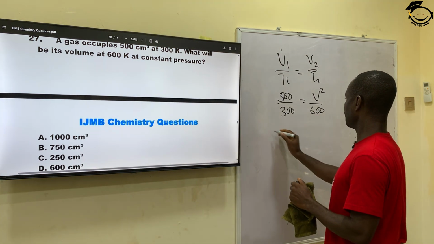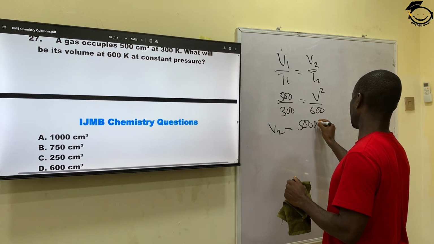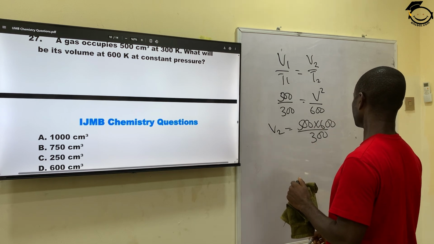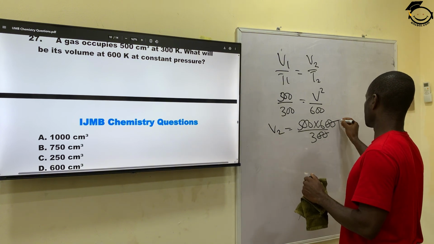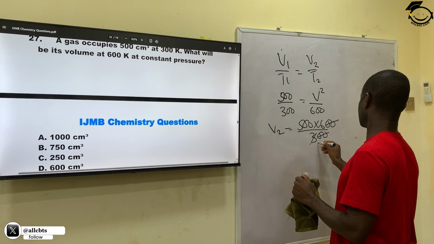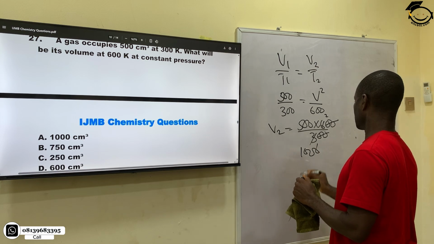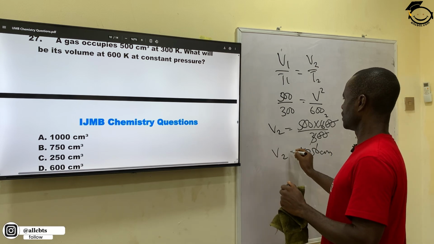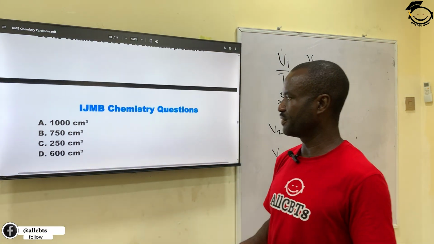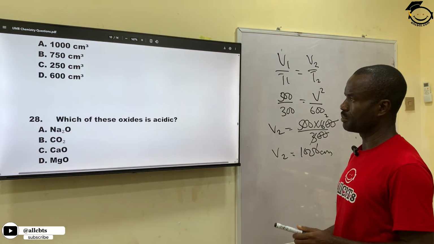So in this case, making V2 the subject of the formula, we have 500 times 600 over 300. Right? So the 3 cancels, 3 here, 2. So this gives us 1000 cm3 as V2. So where is the option? A, 1000 cm3, B, 750, 250, 600. The correct answer is A, 1000 cm3.